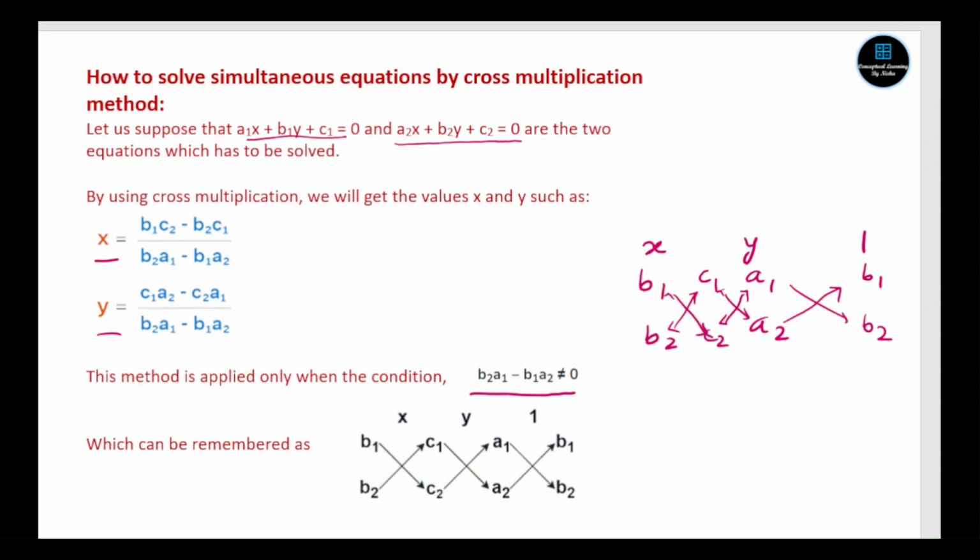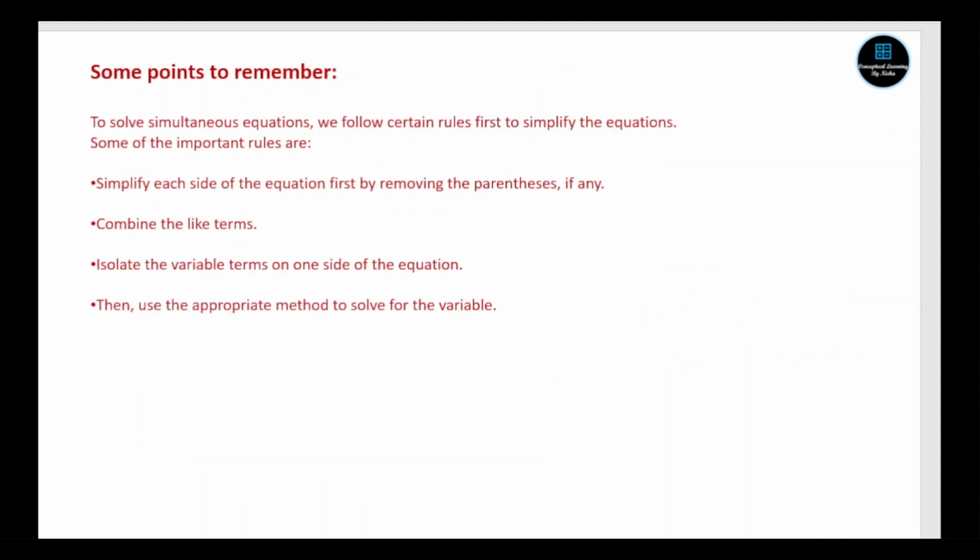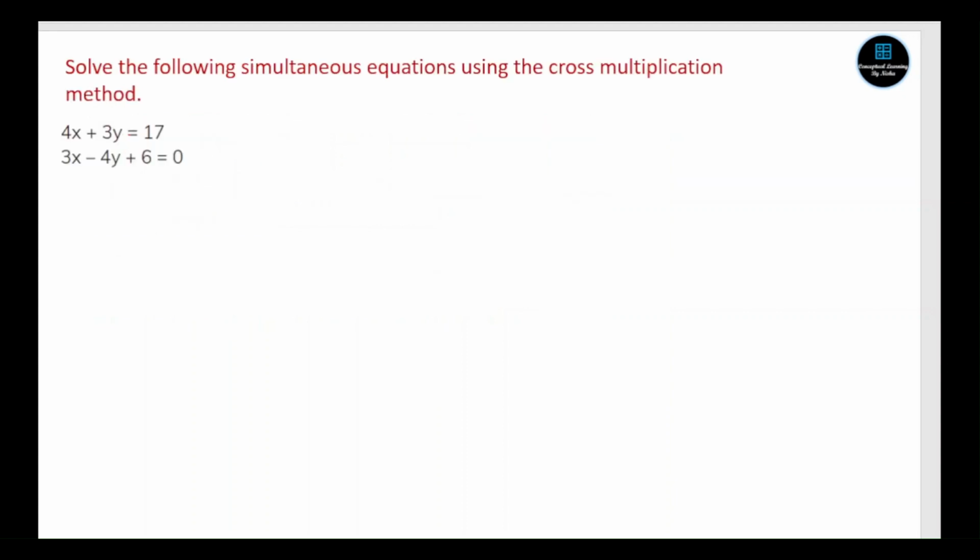The points to remember, which I have already covered in previous videos also. Simplify the equation first by removing the parentheses if any. Combine the like terms, simplify them. Isolate the variable terms on one side of the equation and then simplify it. Alright, so let's continue by solving the first question.